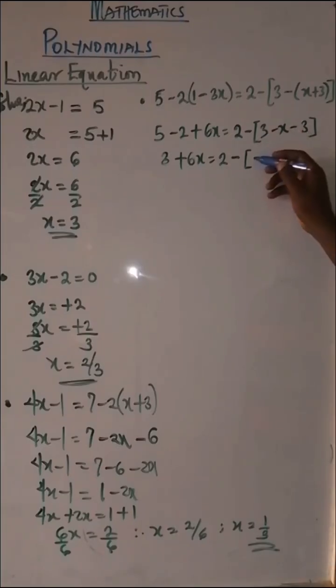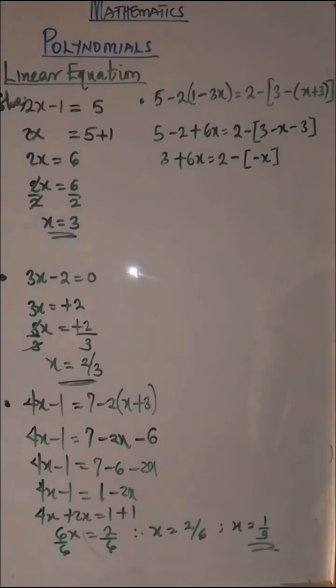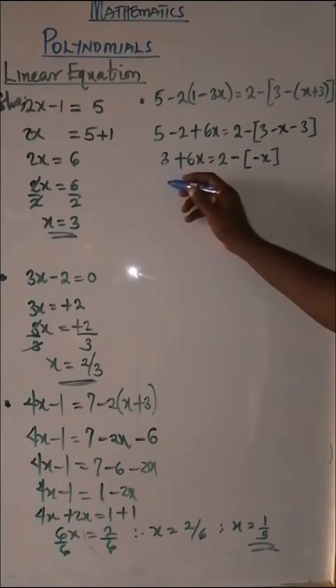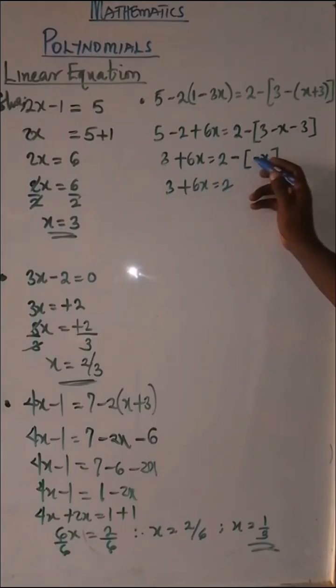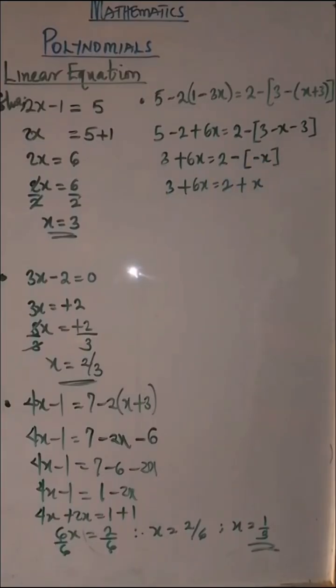So definitely the only thing that will be left here is what? Is going to be minus x. Because 3 minus 3 is 0. So this is 3 plus 6x equals to 2. Minus with minus this plus x. So from here we can collect like terms. Meaning, let's bring all the x together, the odd numbers together.